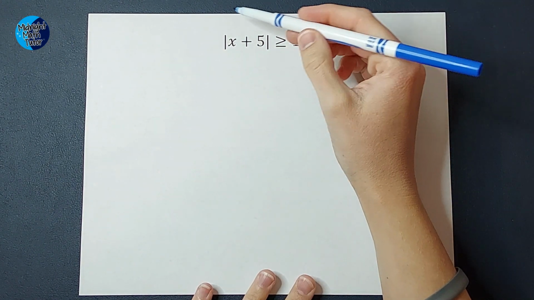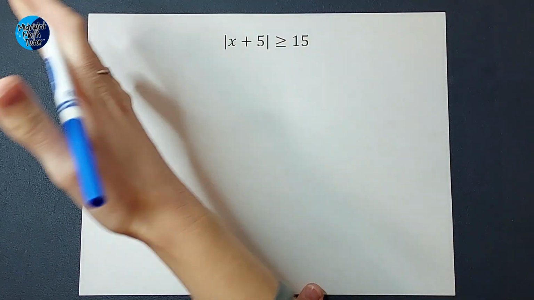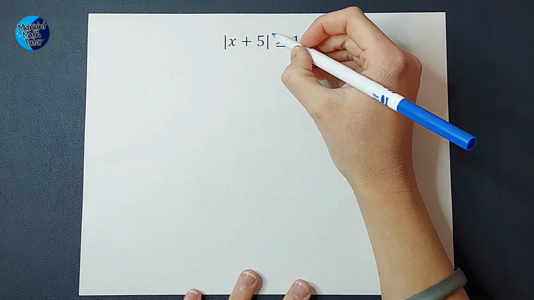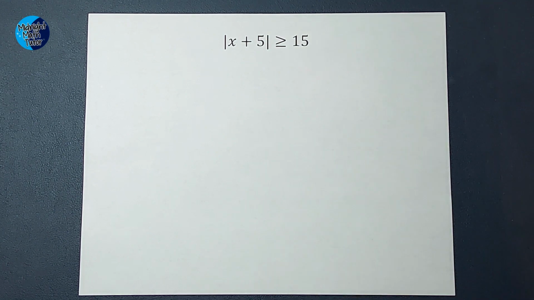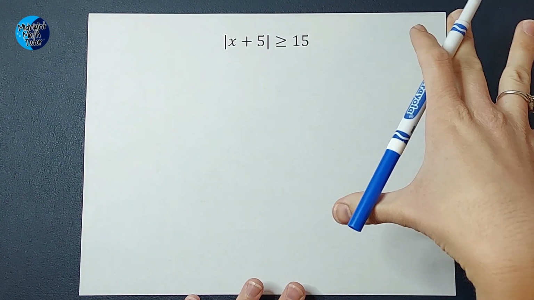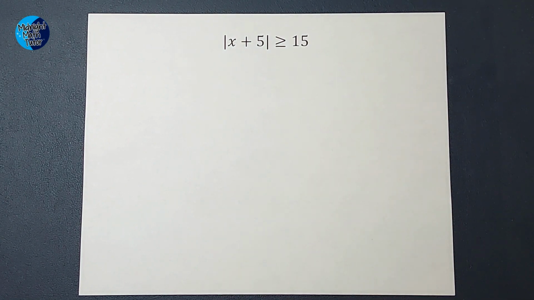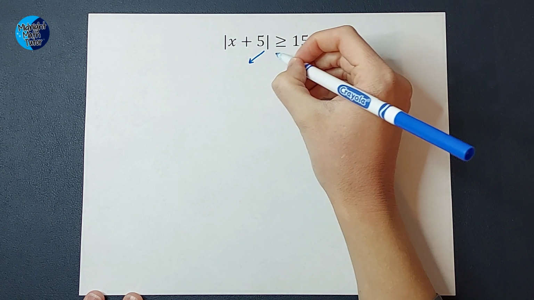So the first thing I want to do is make sure my absolute value is alone on one side of the inequality, okay? So in this one, I'm good. If there happened to be like a +7 here, or it was being multiplied by a 4 or something, I would want to get rid of those before I tried to solve this. But here we're good.